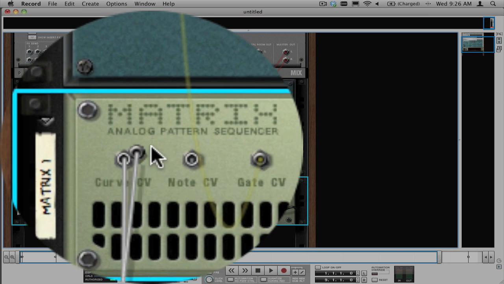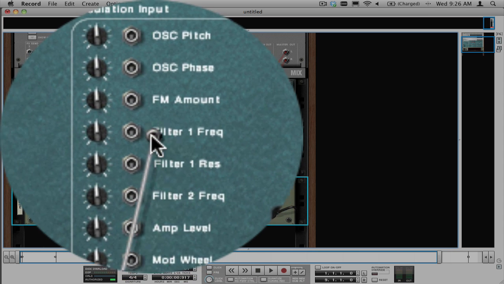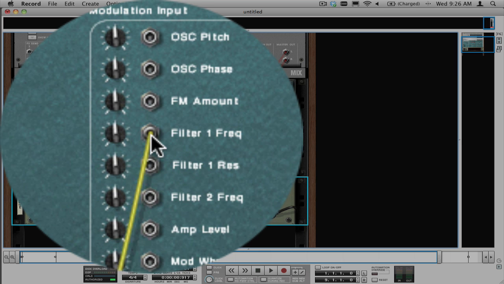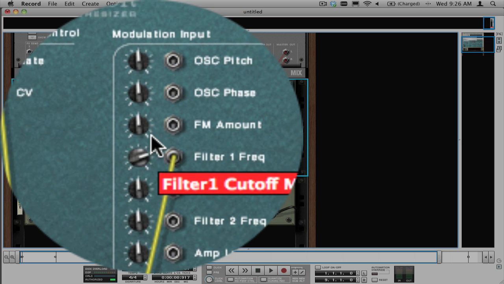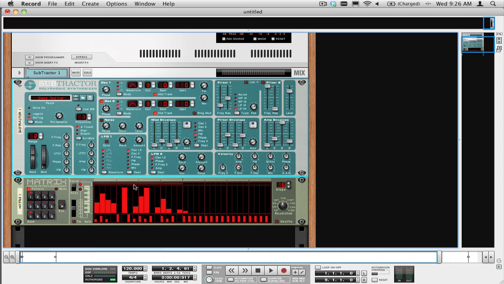Connect the curved CV output of the matrix to the filter frequency modulation input of the subtractor and set the value range knob to 127. Now play the pattern. Tweak the cutoff and resonance a bit so the effect is more pronounced. You might want to lower the filter envelope control as well.